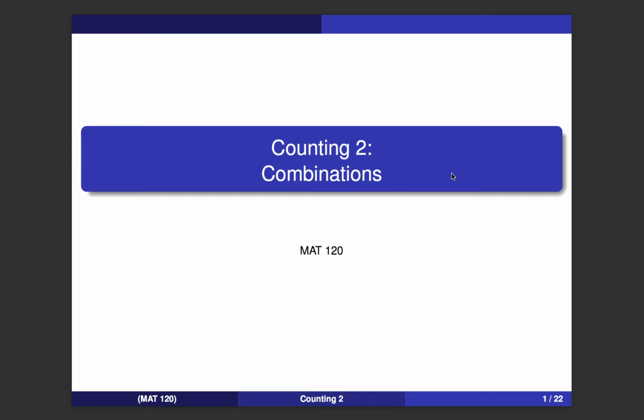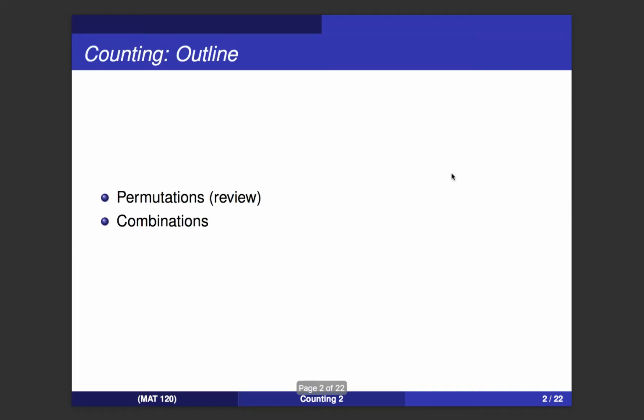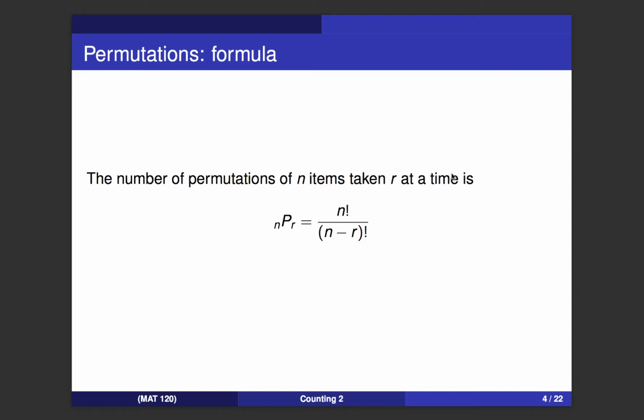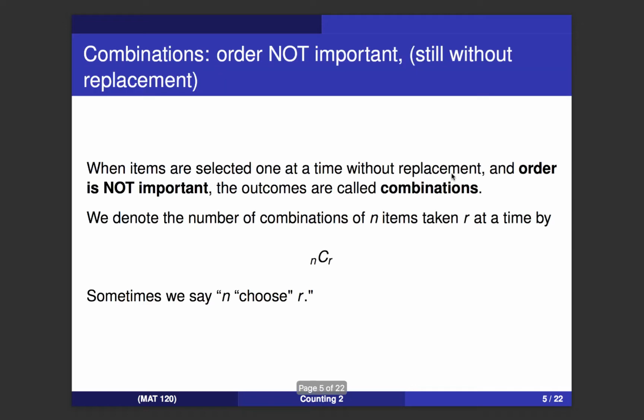Continuing our discussion of counting, last video we talked about permutations. Now we're going to look at combinations. These two things kind of go together. Recall that the salient points were that we're selecting things without replacement and the order is important. That's for permutations, and we had a formula.